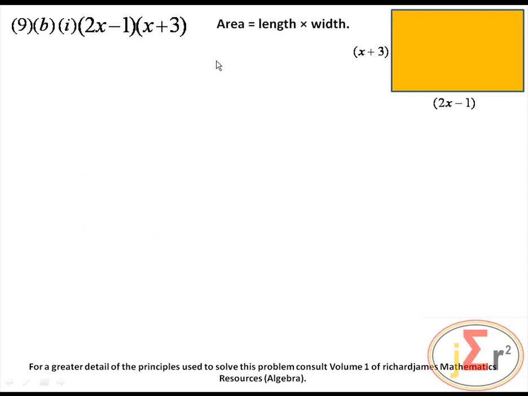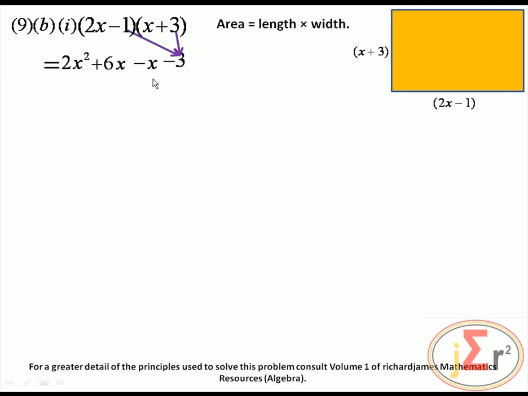We take 2x and multiply that by x, and we get 2x squared. Then we take the 2x, multiply that by 3, and we end up with 6x. Multiply negative 1 by x, because we have exhausted the 2x, so we move on to the negative 1. So the negative 1 is used to multiply the x, and we get negative x. And then we have negative 1 multiplied by 3, and that is equal to negative 3.